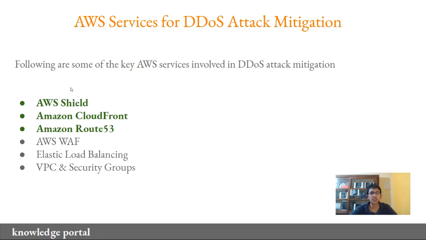Now, one very important part to remember is that you should know the AWS services for DDoS attack mitigation. So AWS Shield is one of the very important services. Then you have other services like CloudFront, you have Route 53, you have the web application firewall. You can also make use of elastic load balancing as well as the VPC and security groups as far as DDoS attack mitigation is concerned.